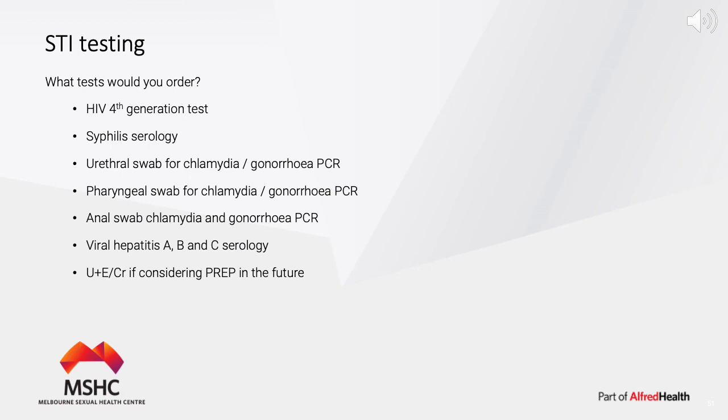So what tests would you order? You do an HIV fourth generation test, which labs are still doing now. You do syphilis serology as part of STI screening. You do an MSM screen, which involves an oropharyngeal swab for chlamydia and gonorrhea, and an anorectal swab for chlamydia and gonorrhea PCR. There's no need to do a urethral swab for chlamydia and gonorrhea. You can just do a urine test for chlamydia and gonorrhea. And then you also do urea and creatinine if you're considering PrEP in the future. You do other bloodborne virus screens because of vaccine preventable conditions and also to determine if they're already exposed to hepatitis A, B, and C.